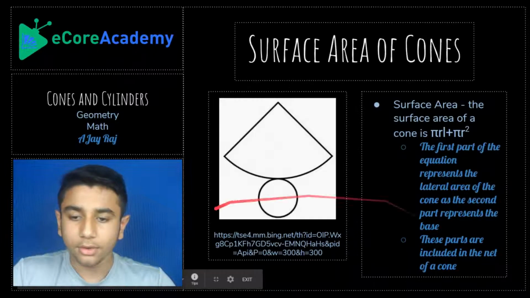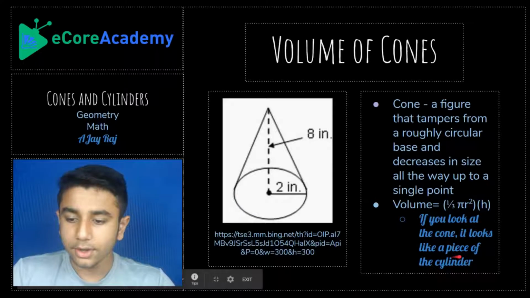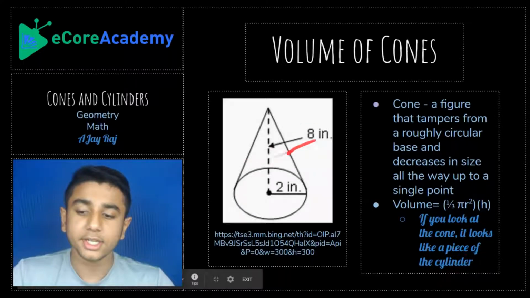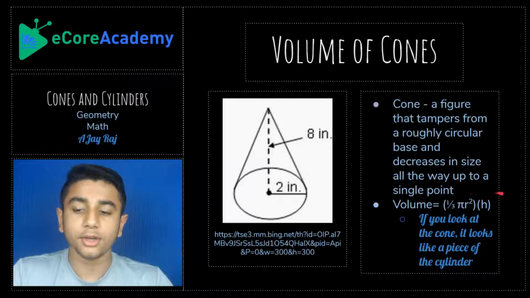And if you look at the cone, I apologize. So if you look at the cone, it looks like a piece of the cylinder. And that's because it is. Because if you look at this equation, it's basically the same exact equation without this 1/3. It's pi r squared h, which is the same equation of a cylinder.